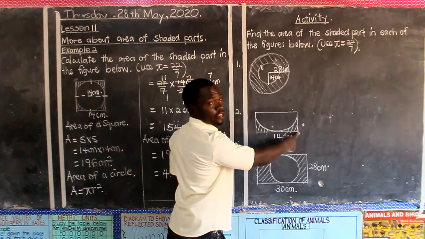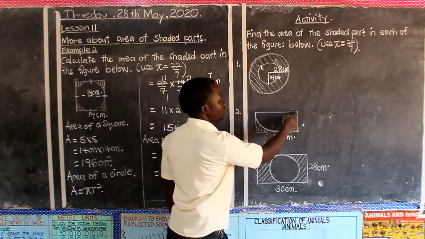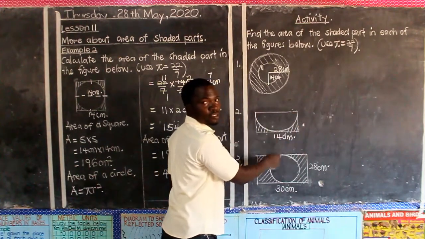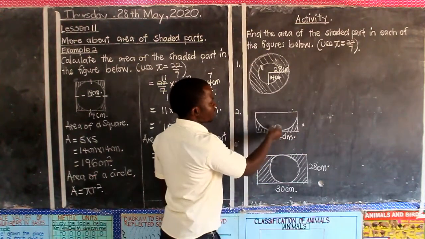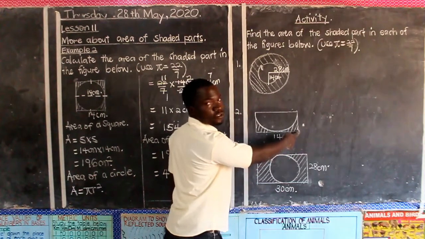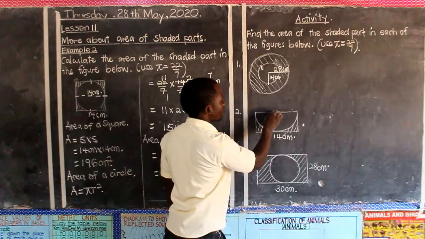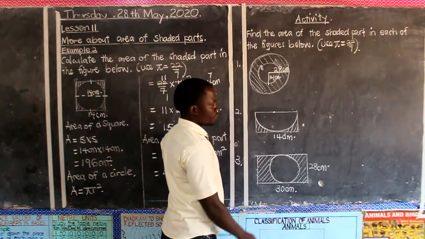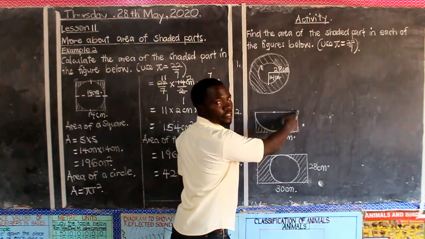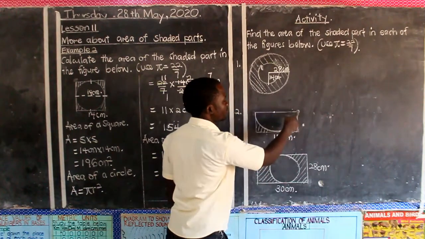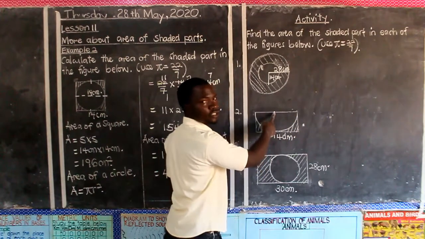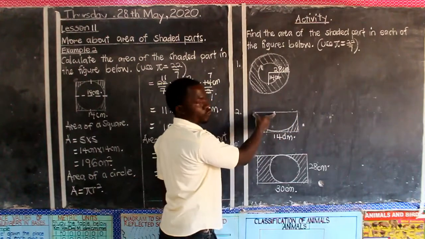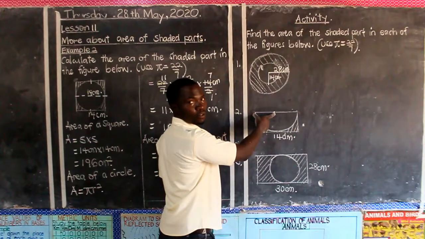From here up to here is length. But if you come up from here up to here, it's also length, but at the same time, it is the diameter of the semicircle, okay? What about the width of this rectangle? From here up to here is radius. So from here up to here is diameter, but from here up to here is radius. So if from here up to here is 14, then half of it is 7.